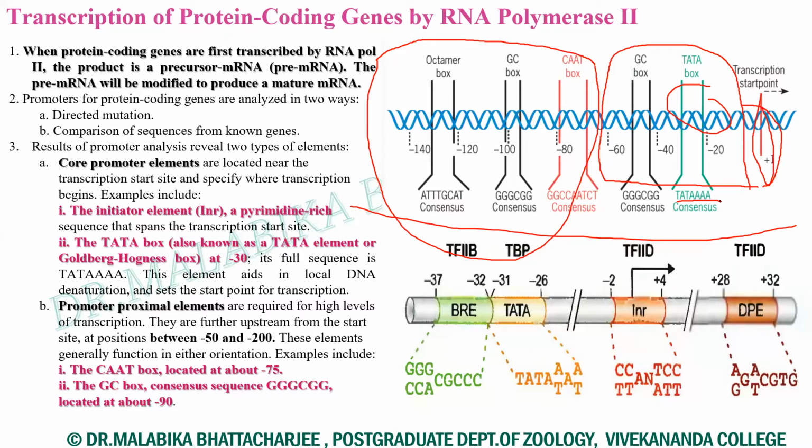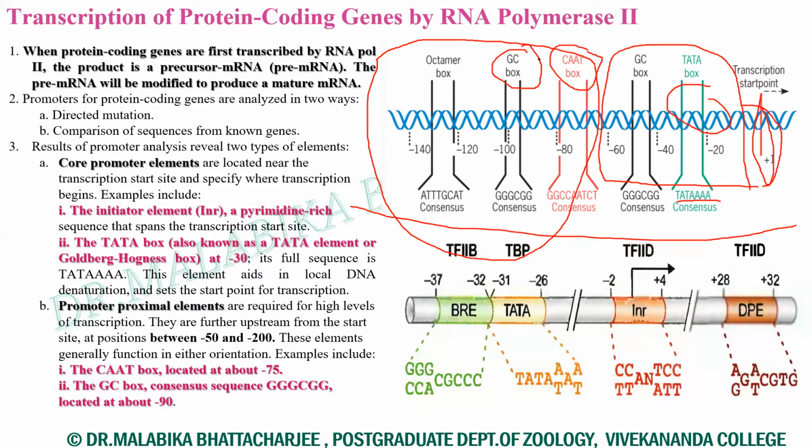Just keep this in mind: these are the two main core promoter elements. When we look into the region of the proximal promoters, we have another consensus sequence around -75, known as the CAT box. And we have another consensus sequence around here, which is the GC box.